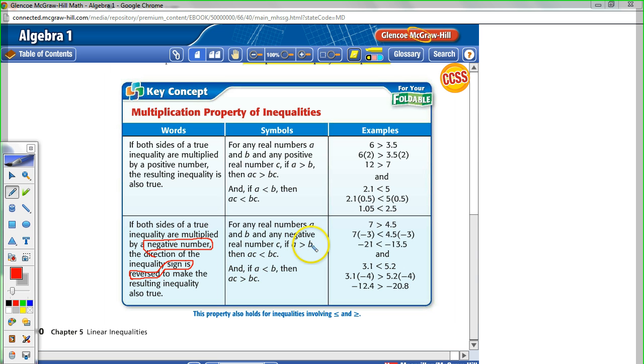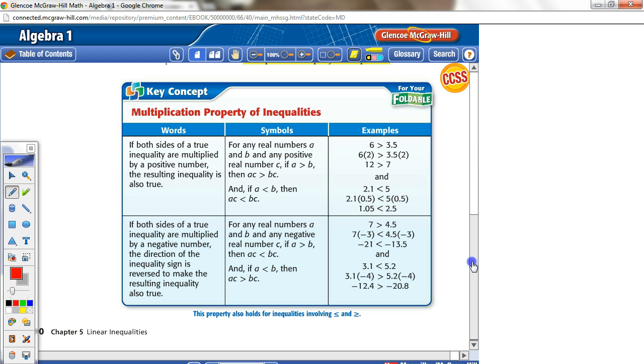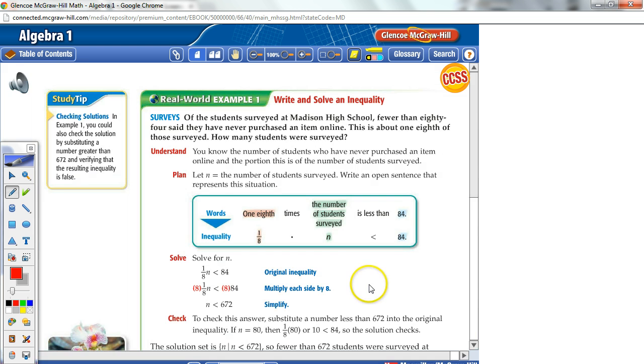So if you have a is greater than b and you're multiplying by negative c on each side, now a times c is actually less than b times c. So you have here 7 is greater than 4.5, which is true. But when you multiply by a negative number on each side, 7 times negative 3 is negative 21. 4.5 times negative 3 is negative 13.5. So in this case, actually, negative 13.5 is greater. So the sign is reversed to the other side. Just think of it as flipping the sign. Okay, when it's negative, you flip the sign.